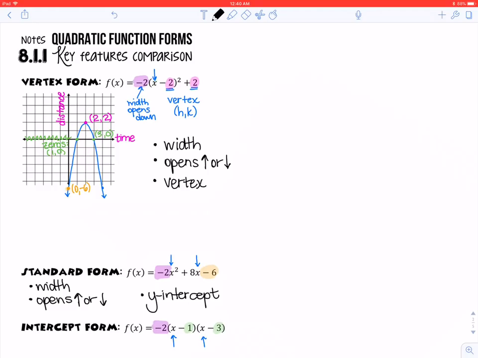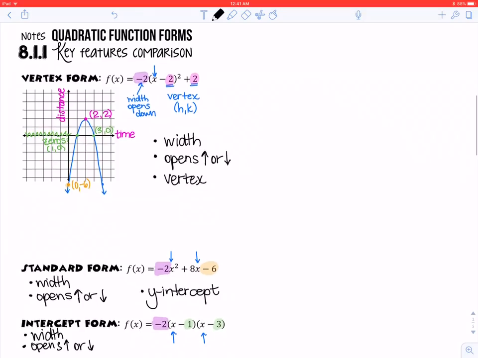Okay, for intercept form, we still know our width. And we know if our parabola opens up or down. A is always A. Doesn't matter what form we're in, we're always going to be able to determine that direction of opening and whether we are normal, fat, or skinny for our width.